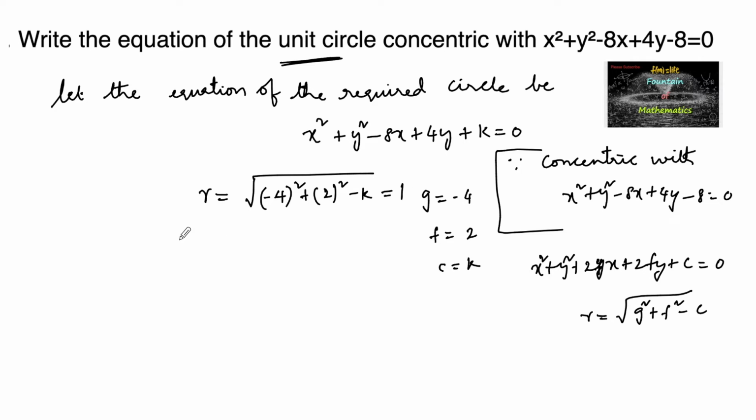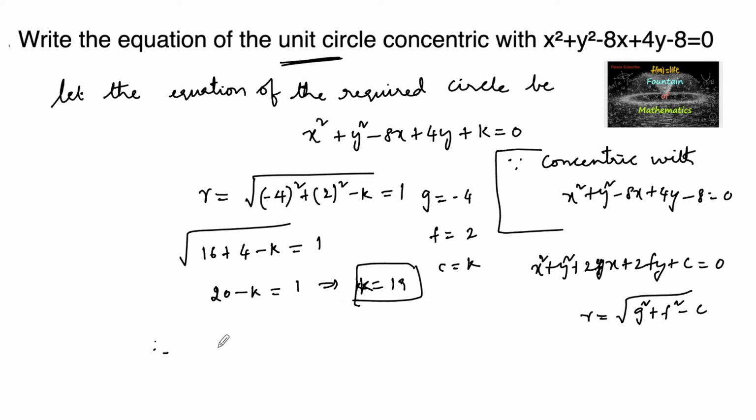So we can take r is equal to 1, or we can write root over 16 plus 4 minus k is equal to 1, or 20 minus k is equal to 1 on squaring on both sides, or we can write k is equal to 20 minus 1, that is 19. Therefore, the equation of the circle is x square plus y square minus 8x plus 4y plus 19 equals to 0.